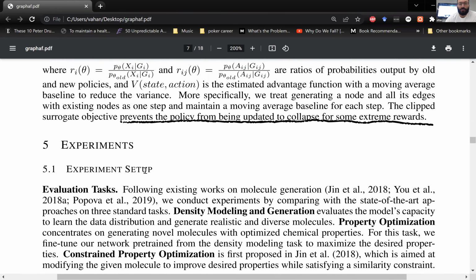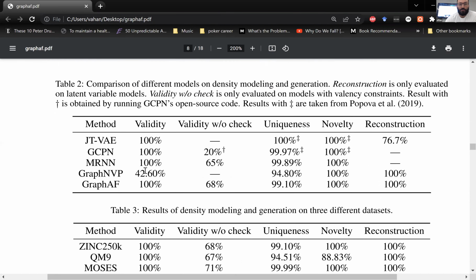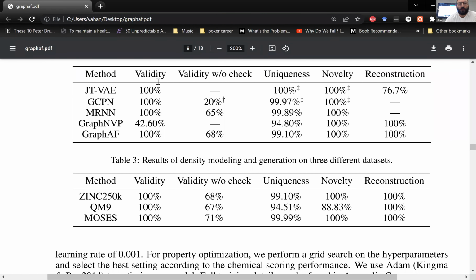Should we look at the experiments? Yeah. They have these different metrics, so validity means is it an actually valid molecule? As you can see, all methods have that, except this GraphVP, which doesn't have any rules to enforce that. But because you have rules, you can actually enforce creating only valid molecules. One cool thing they found about their method is that even if you remove those rules, they actually end up generating a lot of valid molecules, which is pretty cool.